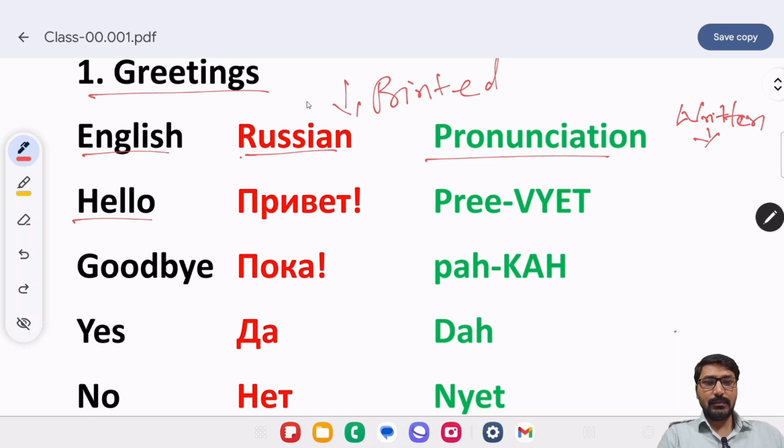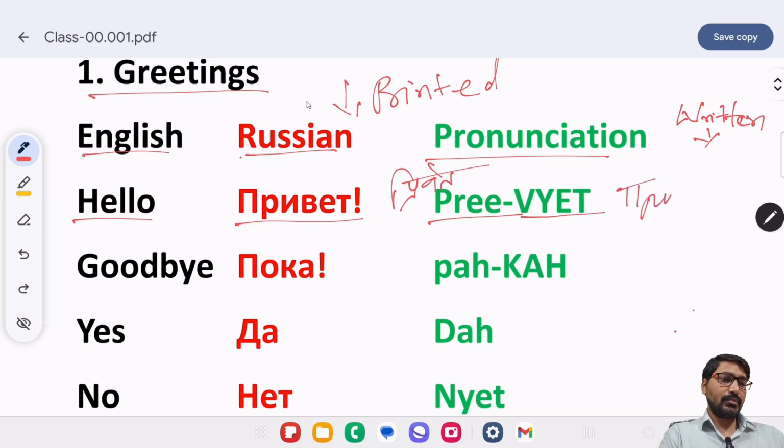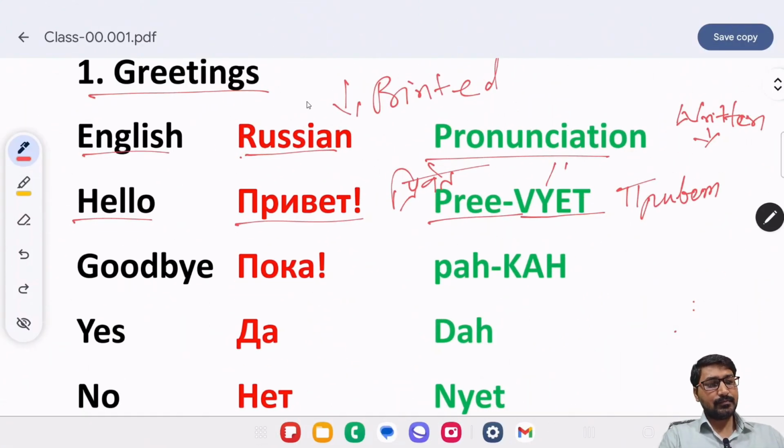Hello in English, but in Russian, привет. So here you can see привет. How to write привет in Russian? Like that. Again I'm writing the same. Another is goodbye. It's the informal goodbye when you are meeting with your friend and then telling goodbye.